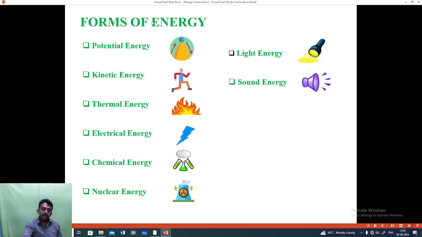Coming to the various forms of energy, in the previous slide we saw the types of energy. Here are the various forms of energy: potential energy, kinetic energy, thermal energy, electrical energy, chemical energy, nuclear energy, light energy and sound energy. So coming to the potential energy, it is the energy which is stored by virtue of its position or in gravitation.